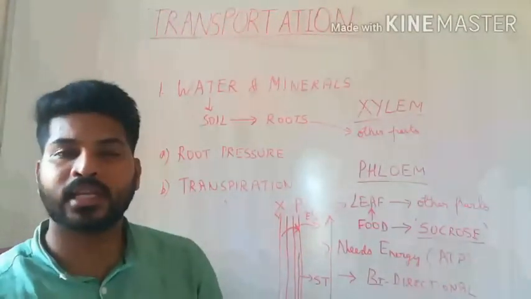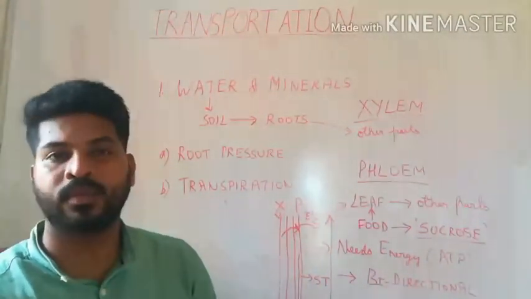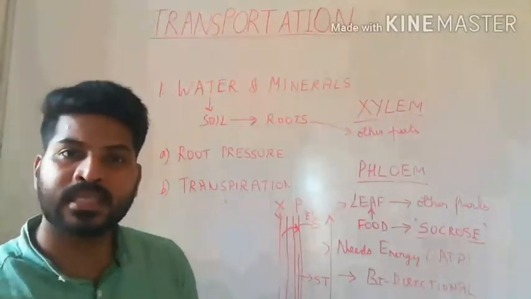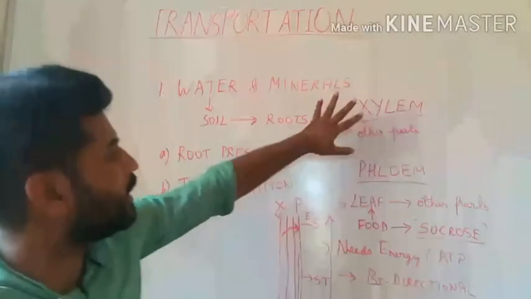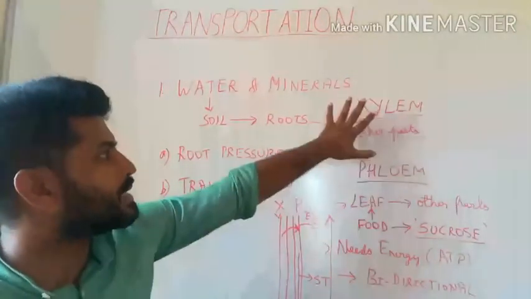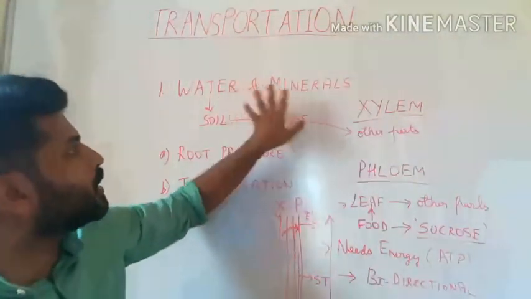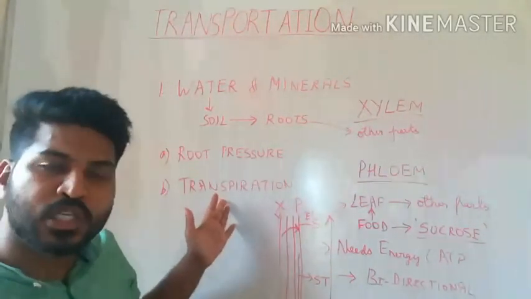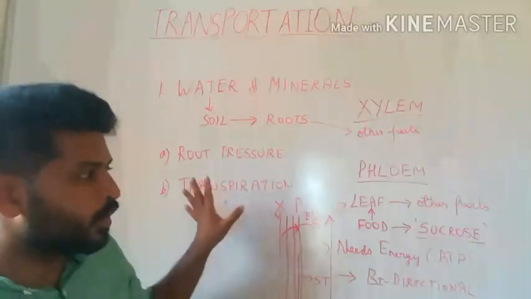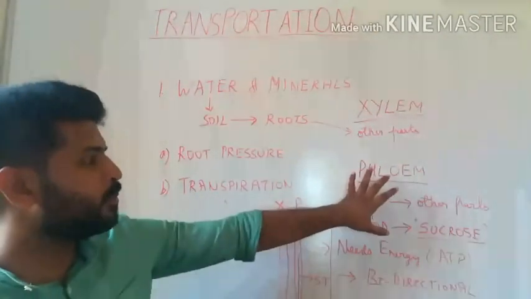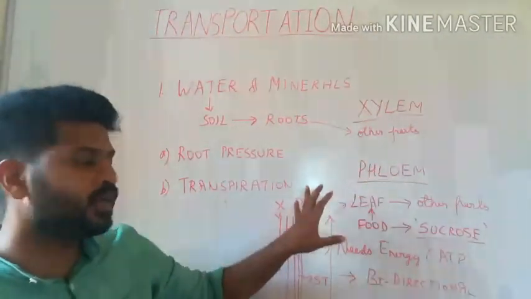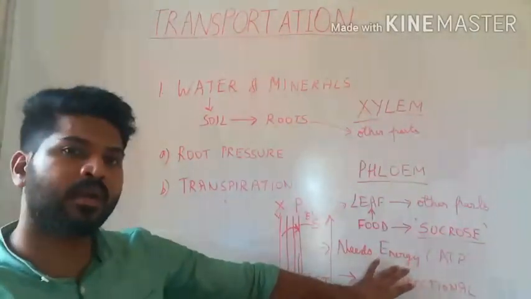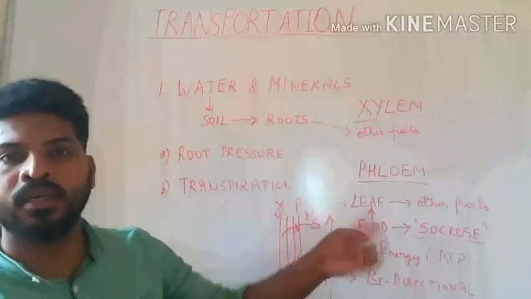which is what is called bidirectional transportation. So, this is how transportation of substances takes place in plants with the help of xylem and phloem. Xylem transports water and minerals with the help of root pressure and transpirational pull. It does not require energy. Phloem transports food from the leaf to different parts with the help of energy. This food can be transported in both the directions.